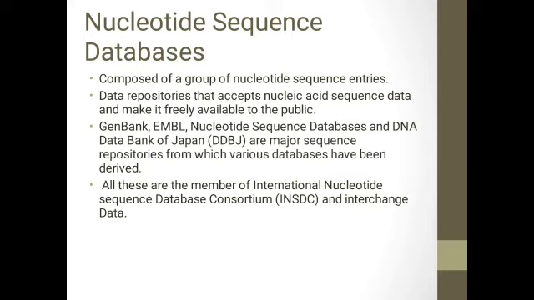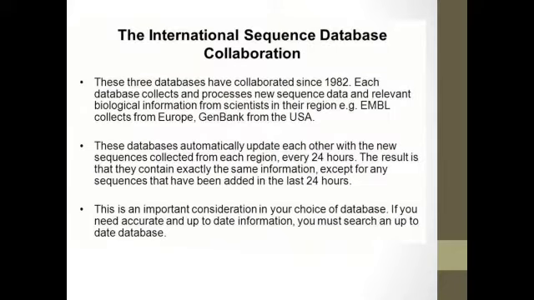Nucleotide sequence databases are composed of a group of nucleotide entries, a data repository that accepts nucleic acid sequence data and makes it freely available to the public. Examples are GenBank, EMBL nucleotide sequence database and the DDBJ, the DNA Data Bank of Japan, which are the major sequence repositories from which various databases have also been derived. All these are members of the International Nucleotide Sequence Database, which concentrate and interchange the data.